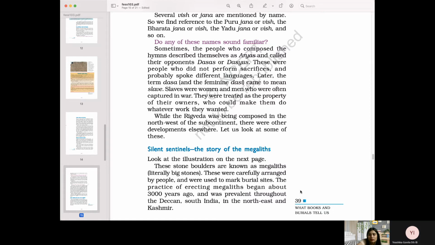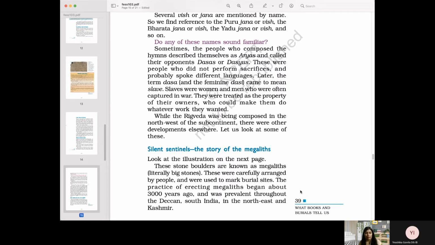So while this Rigveda was composed for the northwest part of India, there were other developments in other regions also. The Rigveda just described the life of people in northwest India, like Gujarat, Rajasthan, Pakistan, etc. But in other places of India, like the northeast or south, other changes were going on, but they are not described in the Rigveda. So now we'll understand what the changes were at other places.